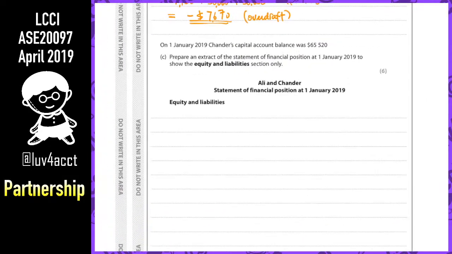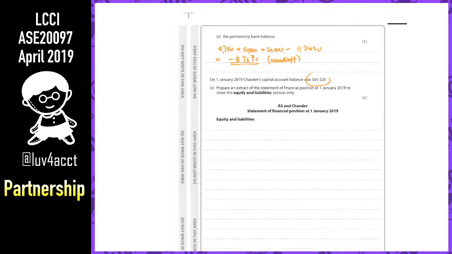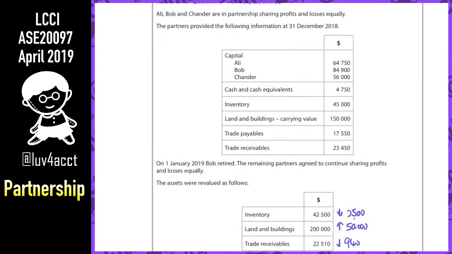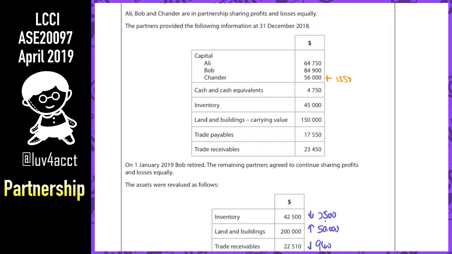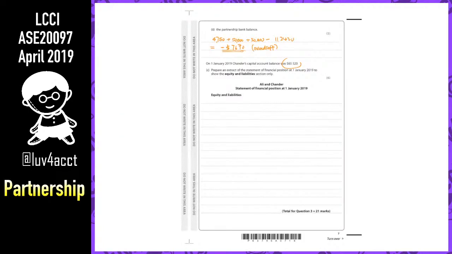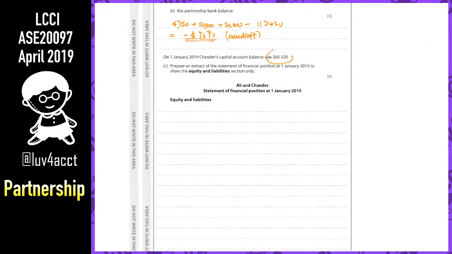Okay, next, you are given that Chanda's capital account balance is this one. You can verify. Chanda originally had 56,000 plus 15,520 plus 12,000 minus 18,000. The same way to work out as Ali. That's why you are not asked to work it out again, because it is the same thing. So 65,520, yes.